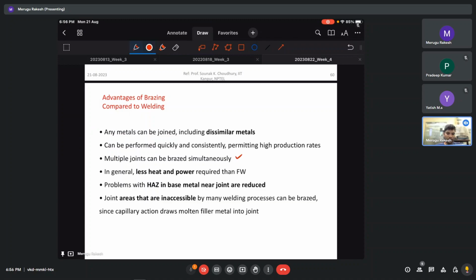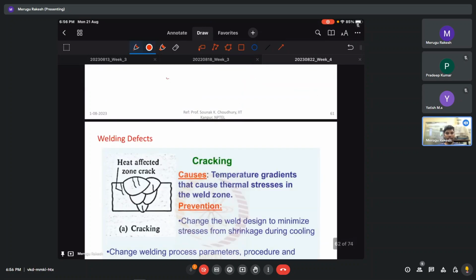In general, less heat power is required for this process. So there is no problem with the heat affected zone since the heat density is very low. The temperature generated is too low to cause deformation or recrystallization in the parent material. Joint areas that are inaccessible with other processes can be joined with this process because of capillary action. So that is the advantage of it.